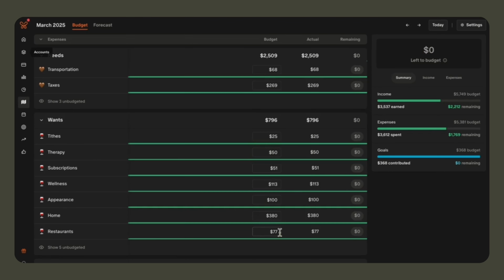And lastly, for restaurants, I spent $77, which is about $50 more than I usually spend on eating out per month. But March was a very stressful month for me, especially at work, so I'm not surprised that I spent more on eating out. But I don't think I got too out of control.